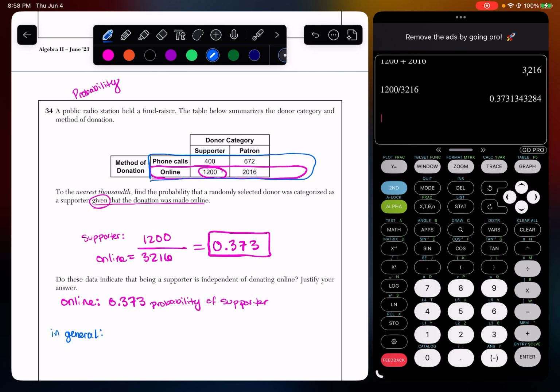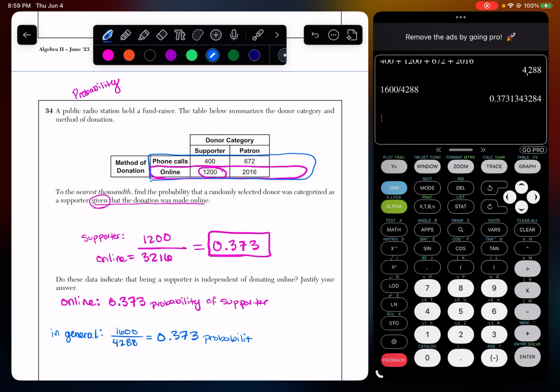So in general, we had a total of 1,600 supporters, 400 plus 1,200. And in general, we had a grand total of 4,288 people. So if I don't restrict myself to online, then let's see what the probability of being a supporter is now. Look at that. I got 0.373 again.